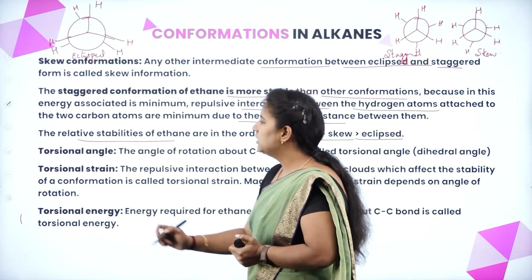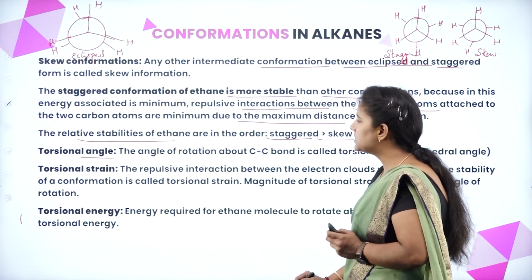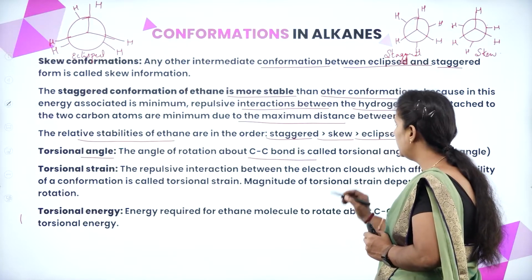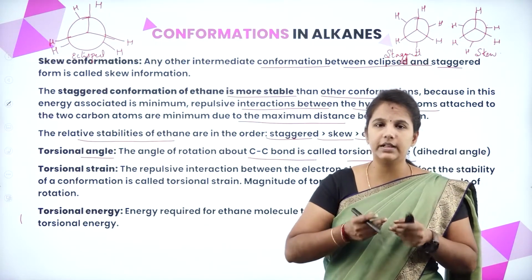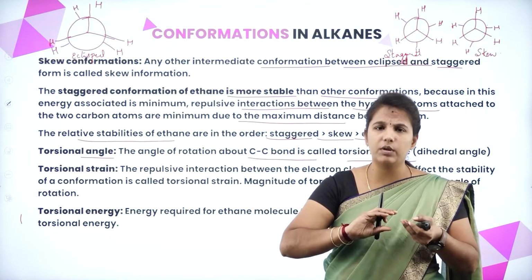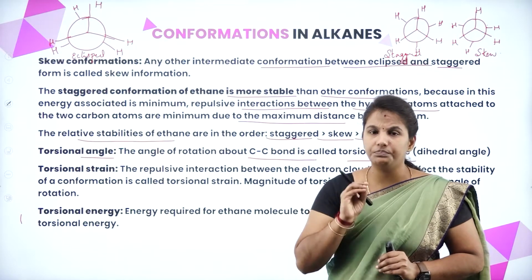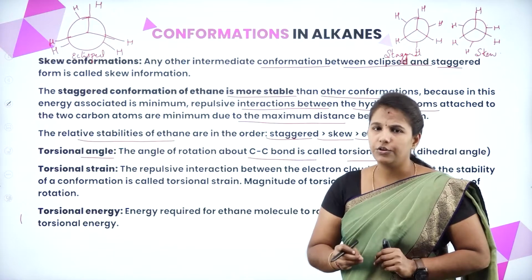The first one is torsional angle. So what does it mean? It is the angle of rotation about the carbon-carbon bond, and it is known as torsional angle. Already I have explained that between the two carbon atoms, if you rotate it, it gives rise to the skew conformation. Such rotations are also known as torsional angle rotation.